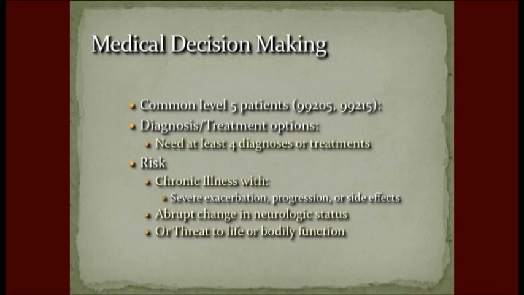So, and what about risk for level 5? A chronic illness with a severe exacerbation, progression or side effects, or abrupt change in neurologic status, or threat to life or bodily function. Those are level 5 patients. And I'll tell you what, even in my healthy pediatric practice, I have level 5s just about every day.